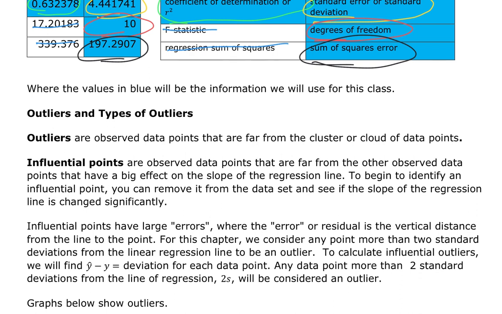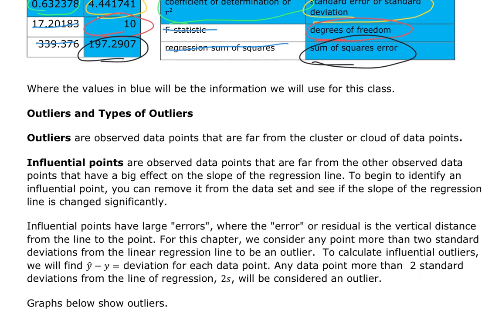When we talk about outliers, as we talked about in the last video, outliers are considered any data points that are far from the cluster or cloud of data points. This could mean that it's off somewhere in space, but close to the line. And this could also mean that we have numbers that are far away from the line, above or below my cluster of dots. So we see that an outlier is an influential point if the observed data points are far from the other observed data points and they have a big effect on the slope of the regression line.